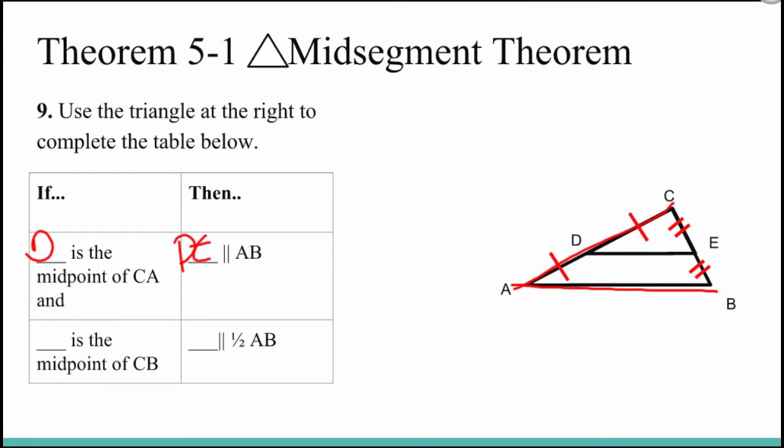Okay, and then we have blank is the midpoint of CB. So we have CB. Ready? Is it E? Yes. And then we have 1/2 of AB. Does anybody know what it's parallel to? Maddie? It's parallel to DE. Yep.